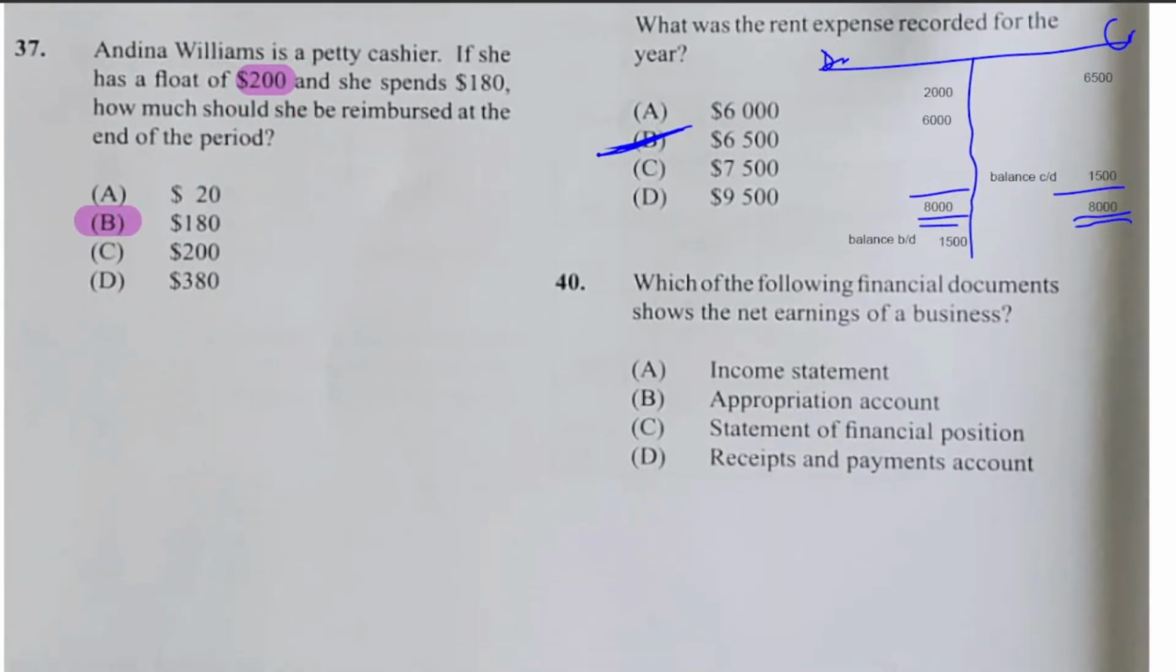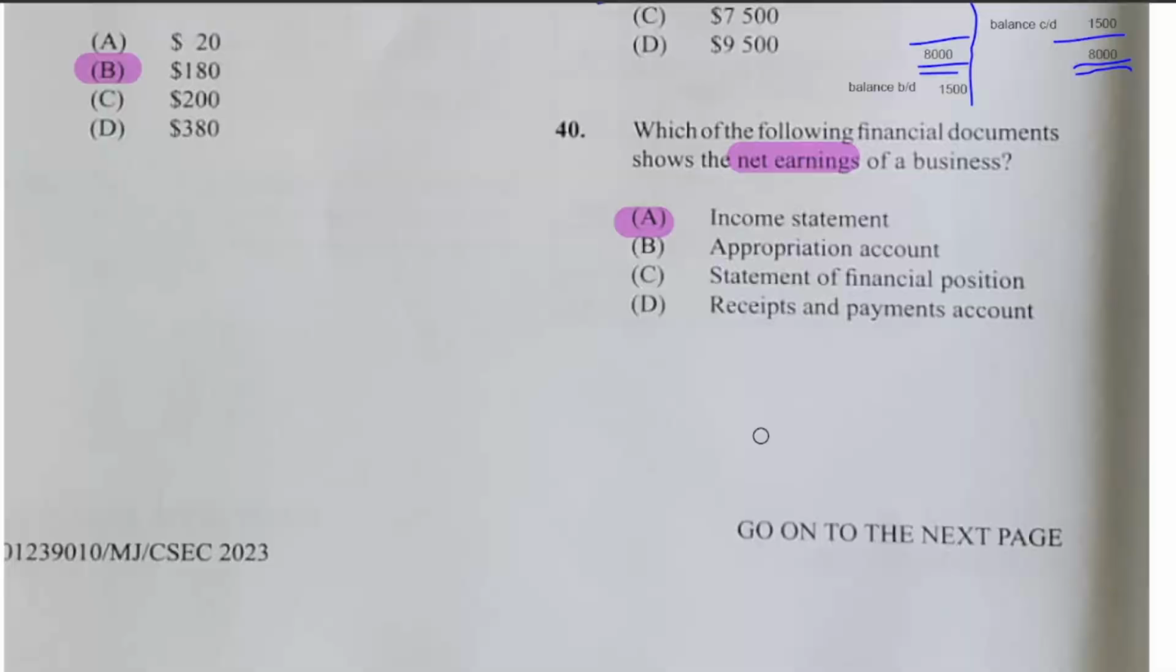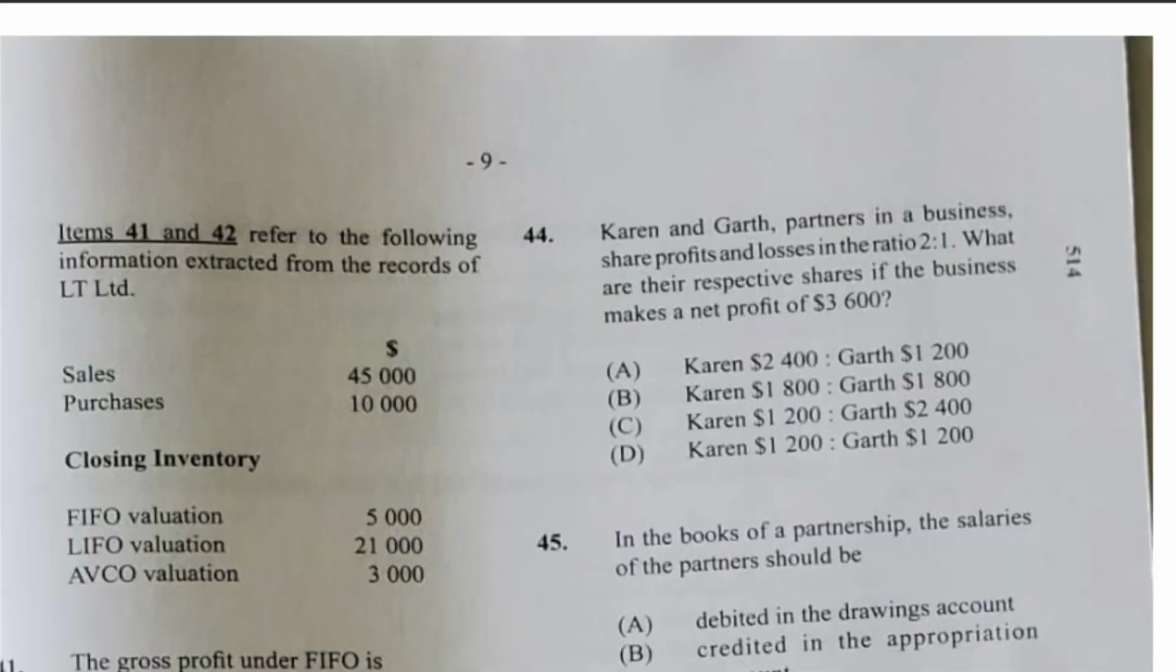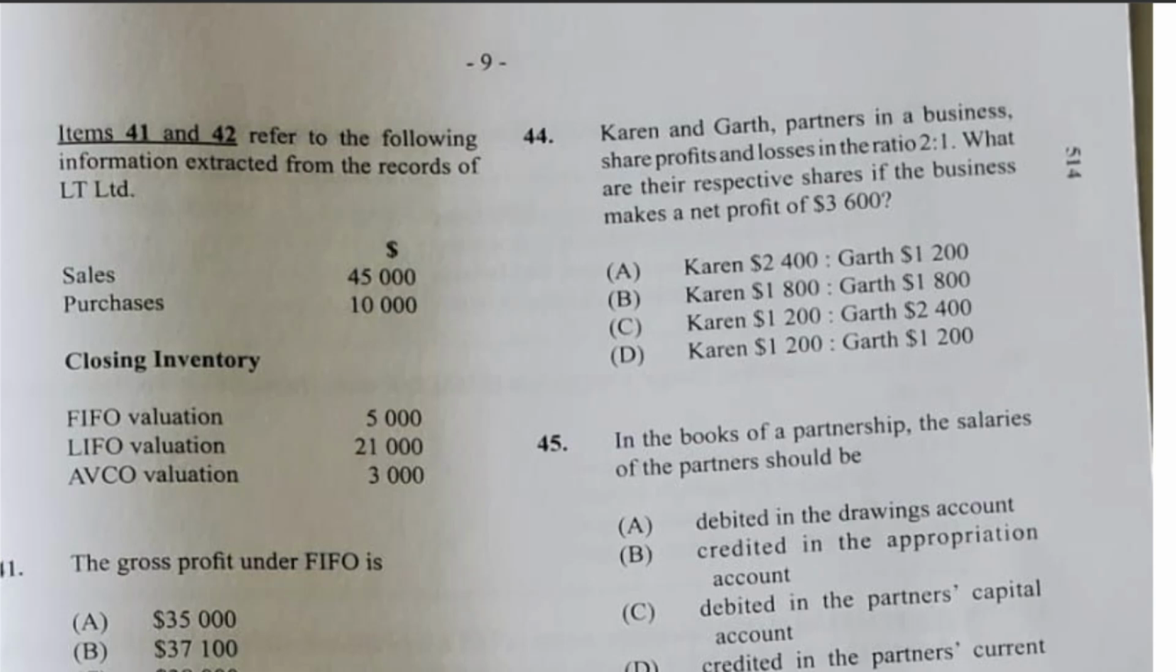Which of the following financial documents show the net earnings of a business? So let's look at them. Net earning, you can refer to this as capital, but technically it's not. It's actually profit. Income statement is a good answer. Appropriation account, no. Appropriation account basically deals with sharing out of money. Statement of financial position shows where you stand, not your earnings. Receipt and payment account, no. Receipt and payment account will sound somewhat like SOFP.